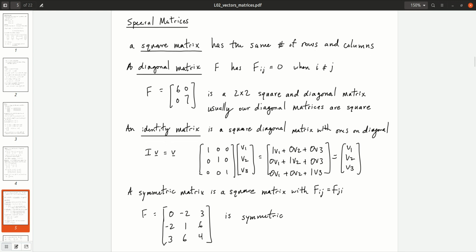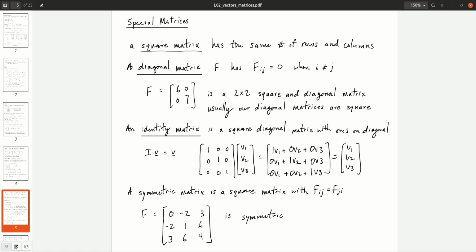So let's just go through a few of the definitions. A square matrix is just a matrix that has the same number of rows as the number of columns. So if you write out the array of entries of that matrix, you're going to get a square array.